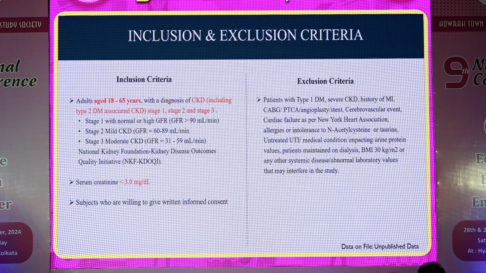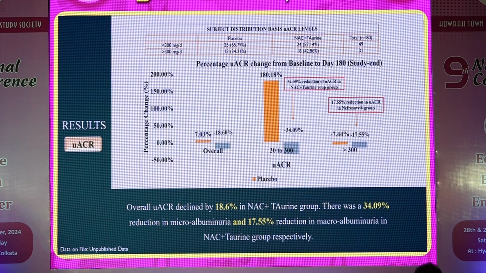We included patients between 18 and 65 years of age with CKD 1, CKD 2, and CKD 3. That means our cutoff GFR was 30. We took a GFR above 31, and the creatinine cutoff for our patients was more than 3. We didn't take advanced chronic kidney disease patients. Exclusion criteria were type 1 DM patients, severe advanced chronic kidney disease, history of myocardial infarction, CABG, PTCA, angioplasty, cerebrovascular events in the past, any cardiac failure in the past, any untreated urinary tract infection, sick patients, and acute on CKD. All these patients were excluded in our study.